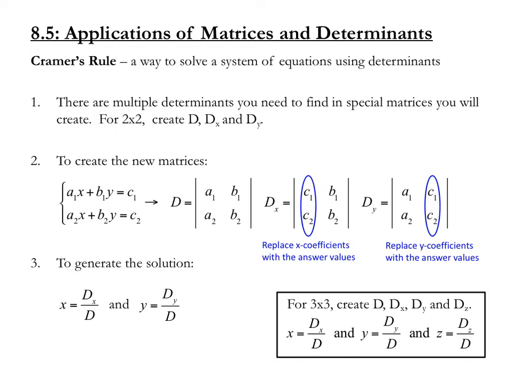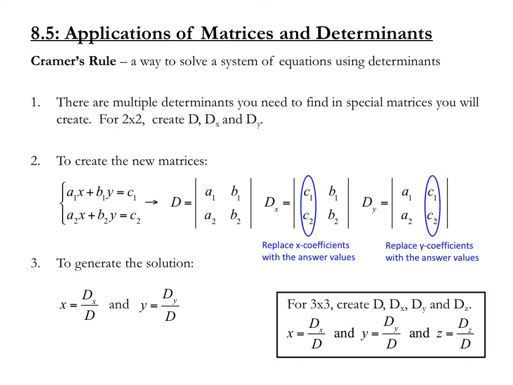So in order to set this up, the first thing you have to realize is that we're going to end up finding multiple determinants. If it's a 2 by 2, we end up creating a D matrix, a Dx matrix, and a Dy matrix. If you look at the box at the bottom, if it were a 3 by 3, there's actually 4 matrices we would make: D, Dx, Dy, and Dz. To create those matrices, the first one, D, is just all the coefficients. But then for Dx, you replace the x column, where the x coefficients were, with the answer values from the end. And for Dy, you take the y column and replace it with the answer values.